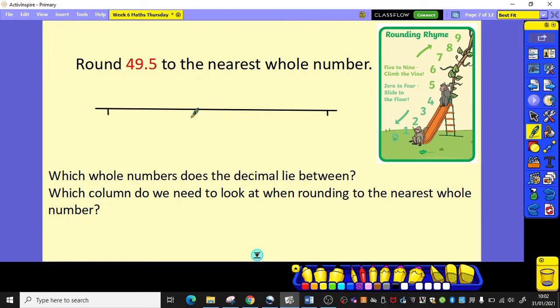49.5 then, hopefully straight away you've been able to in your head work out that that would be 50. But it's really important when rounding to think about the number that we would round up to or round down to, and then make that decision based on the fact, if I look at the ones column, 5 to 9, climb the vine, let's make sure we can still see that decimal point, I'm going to therefore round up. So my nearest whole number is 50.